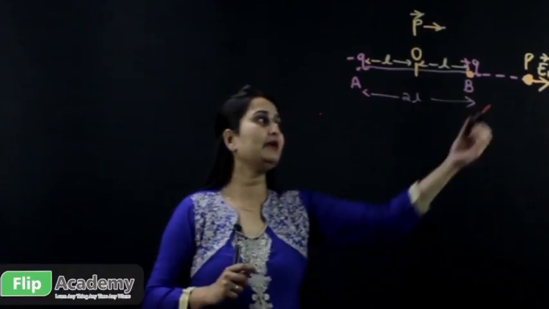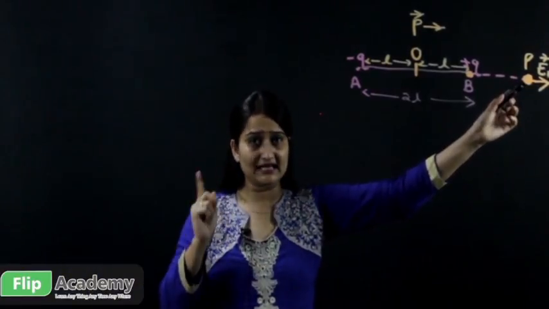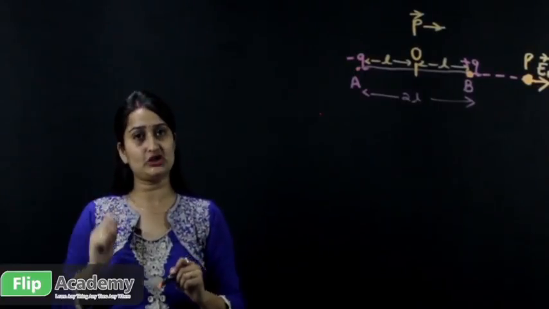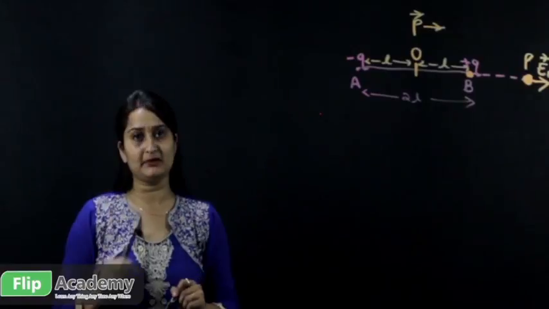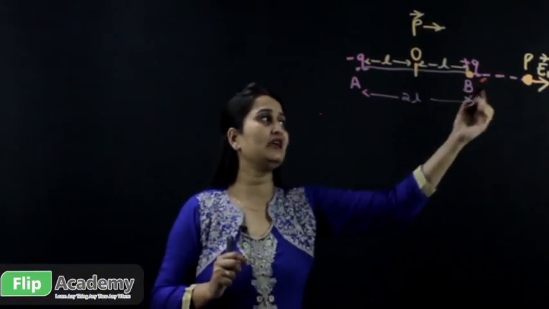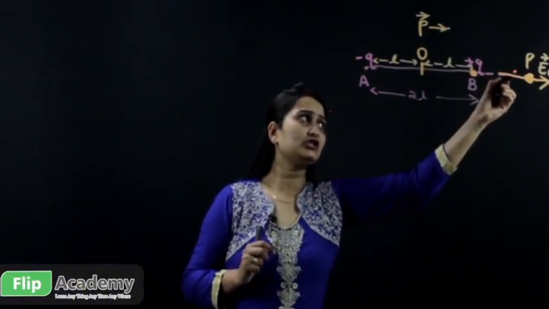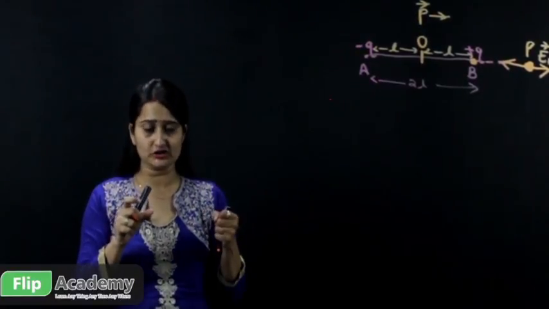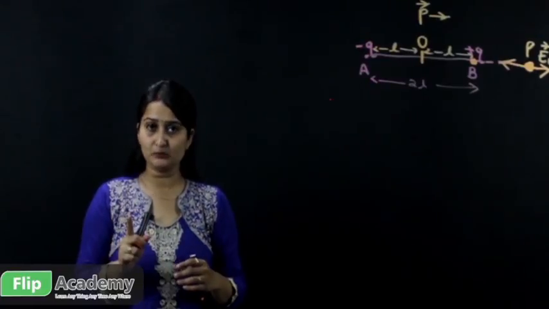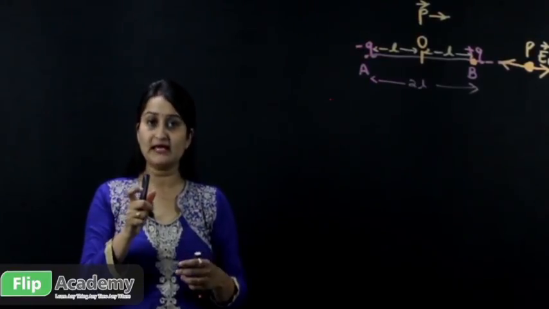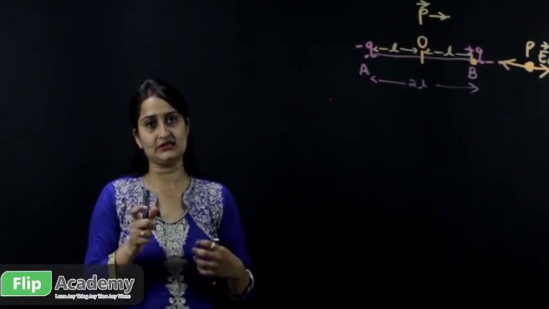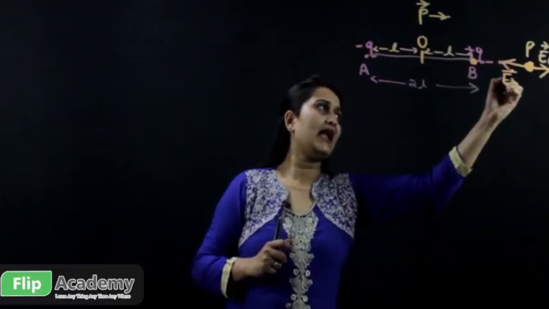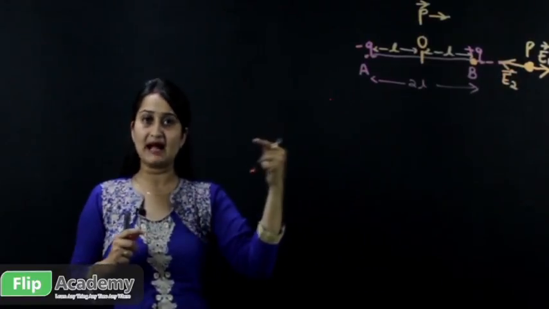Apart from that, if at point P we consider the electric field intensity due to minus q, what is the direction in this case? The direction of the electric field intensity is towards minus q. Why? Because minus q means attraction. Minus q has a property of attraction, so it is pulling a positive test charge at P towards it. That's why it is represented as E2, and the direction is towards minus q.